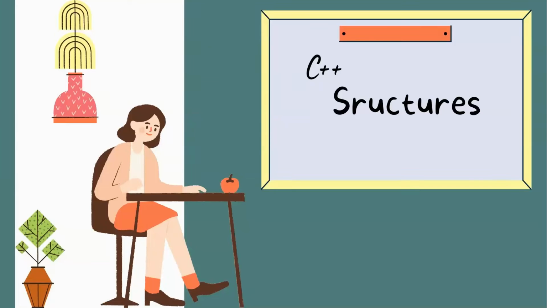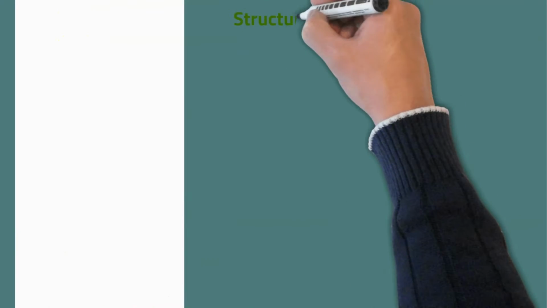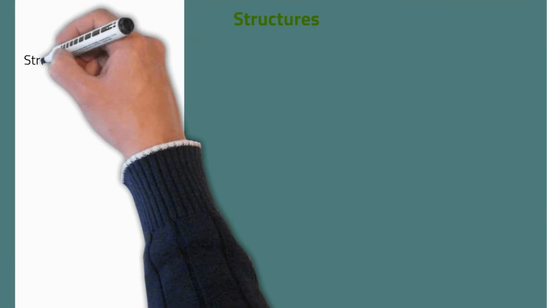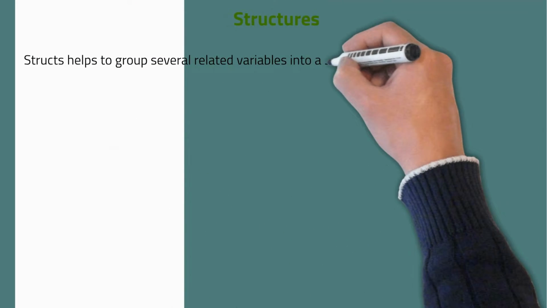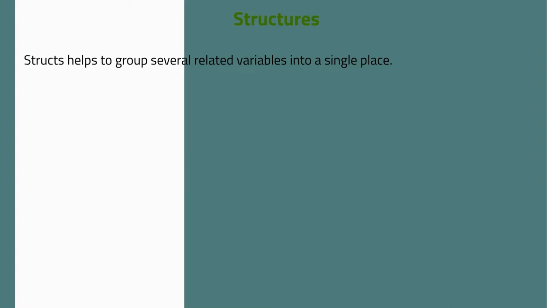In this video, we are going to discuss structures and their usage in C++ programming. Structures are used to group related variables into a single place. For example, person details can contain the name of the person, age of the person, address of the person, phone number, email ID, etc.